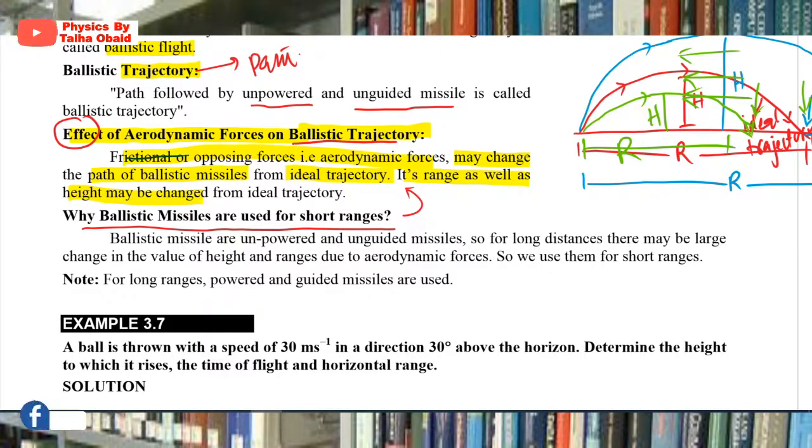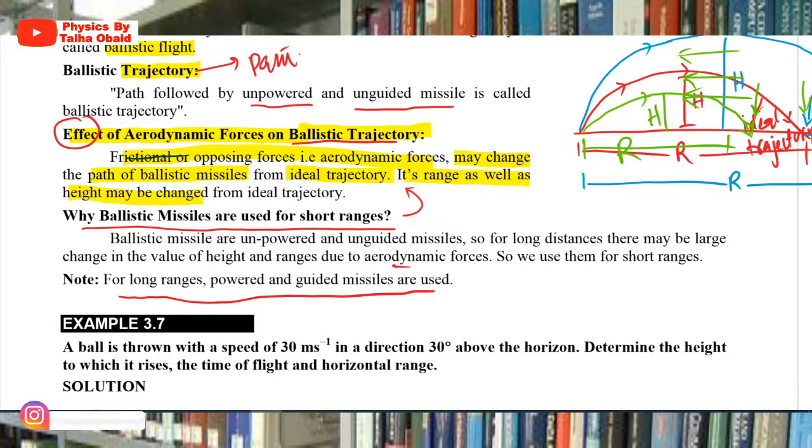That's why we use ballistic missiles for short ranges, because for short ranges the effect of aerodynamic forces is very small, and we can ignore it. So for short ranges we use ballistic missiles, and for long ranges we use powered and guided missiles.